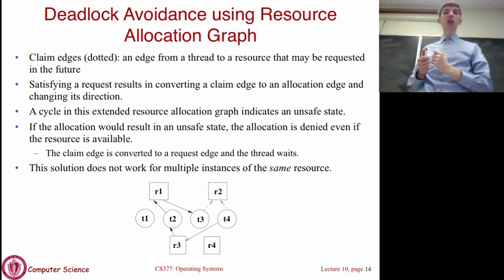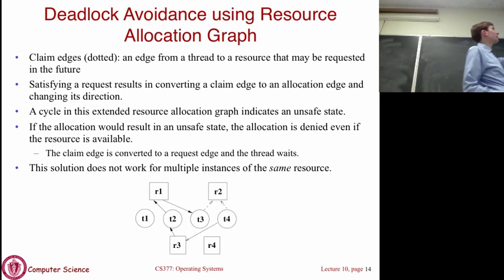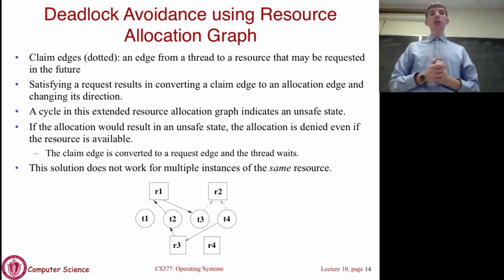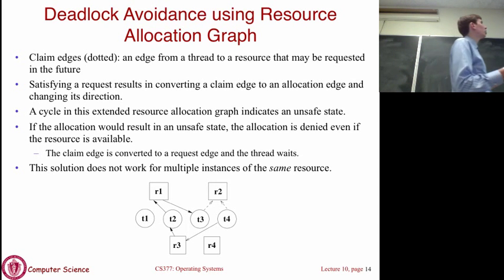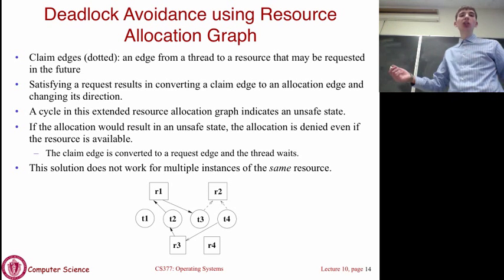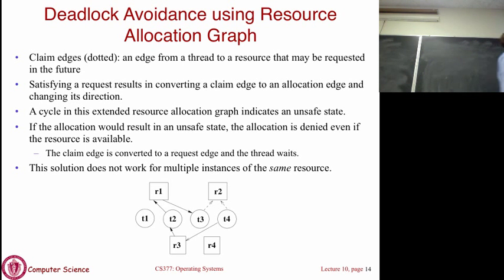So the idea here is that a cycle in this extended resource allocation graph is exactly that unsafe state. So if we want to avoid that, all we have to do is, whenever we have a request for a resource, if giving that resource would result in a cycle, then we just deny it. Right? So in this case, if T4 asks for R2, we won't do that because that will create an unsafe state. If T3 asks for R2, we will do that because that's still a safe state. Questions on that?